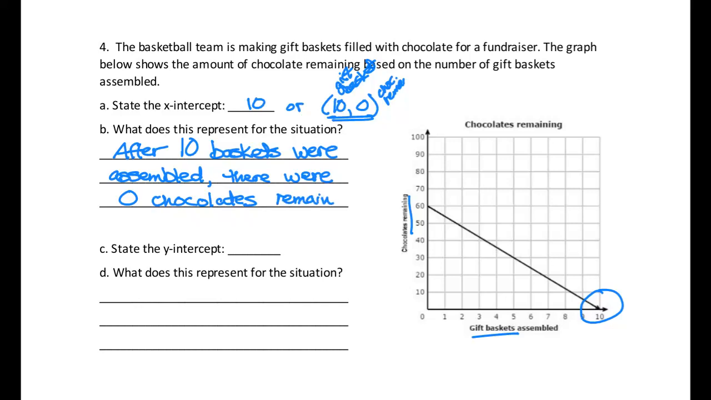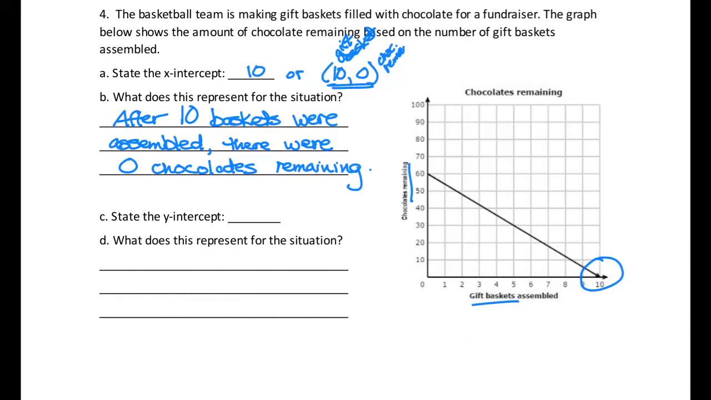Why were there 0 chocolates remaining? They were already all in the basket. So there were no separate individual pieces. They were already put in the baskets. Okay? So that is the x-intercept. What about my y-intercept?